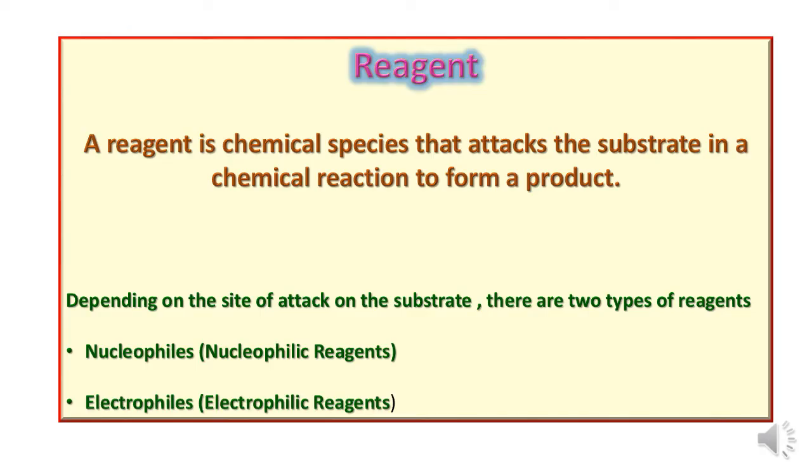So this is another point, reagent. First we will see the definition. A reagent is a chemical species that attacks the substrate in a chemical reaction to form a product. Depending on the site of attack on the substrate, there are two types of reagents. One is called nucleophiles, that is nucleophilic reagents, and another is the electrophiles, that is electrophilic reagents.